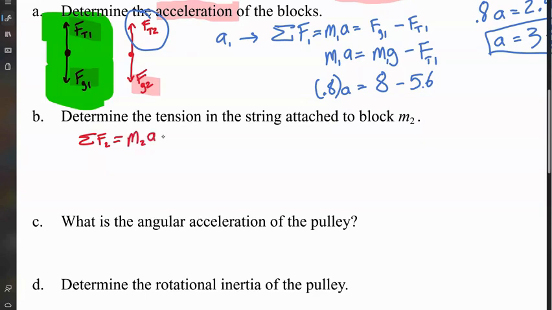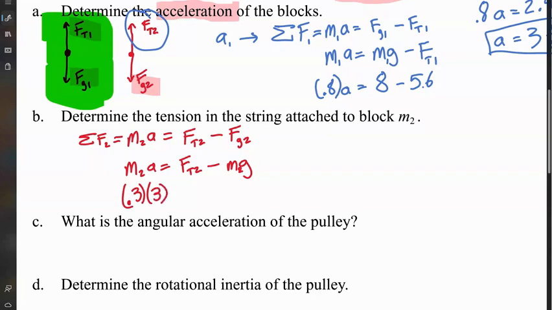Sum of the forces is MA for block 2. Now for block 2, it's accelerating upwards, so force of tension 2 is our positive force. Gravity is holding us back, so F minus Fg2. M2A equals force of tension 2, that's what we don't know yet, minus force of gravity, mg for block 2. We can plug some numbers in now. Mass 2 is 0.3. Our acceleration is the same as block 1 that we found in the previous part of the problem because they're attached to the same string, so they have to accelerate at the same rate.